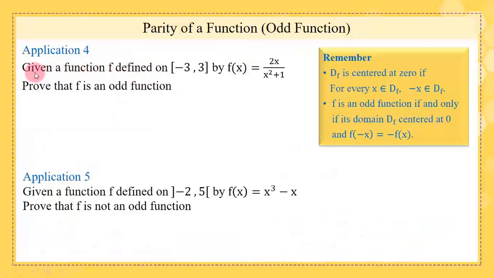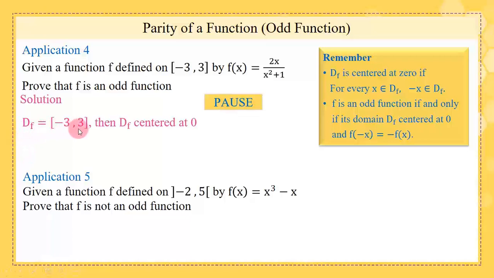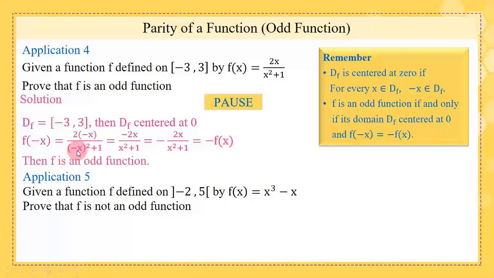Application 4. Given a function f defined on negative 3, 3 by f of x equals 2x over x squared plus 1. Prove that f is an odd function. Please pause the video and try to do it by yourself. Solution. D of f equals minus 3, 3, which is centered at 0. Now f of minus x equals 2 times minus x over minus x squared plus 1, equals negative 2x over x squared plus 1. We put negative outside, we get minus f of x, so f is an odd function.